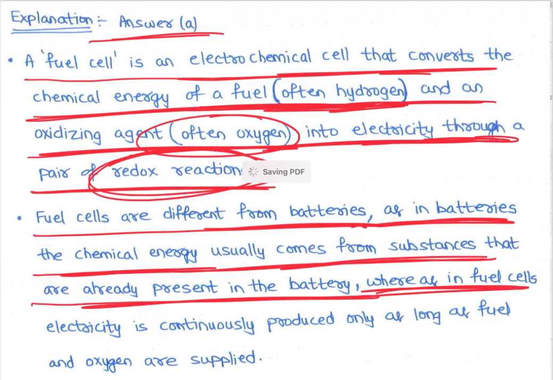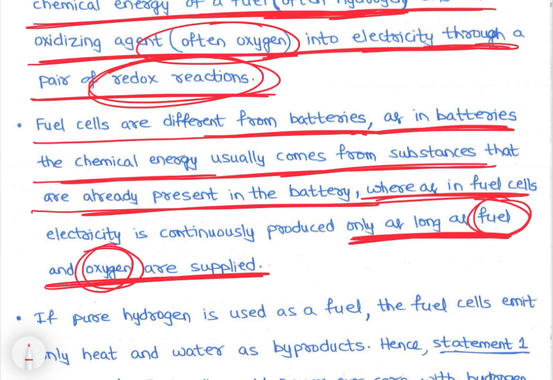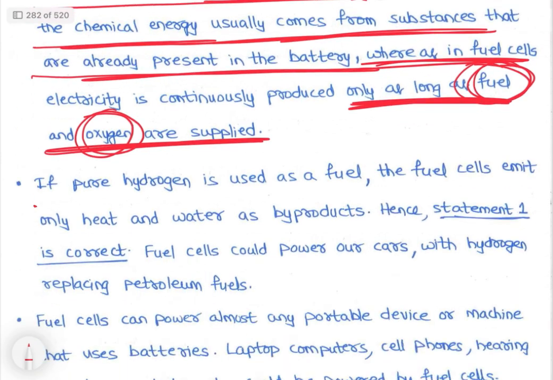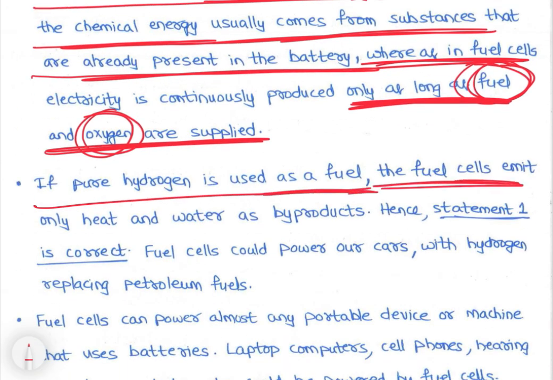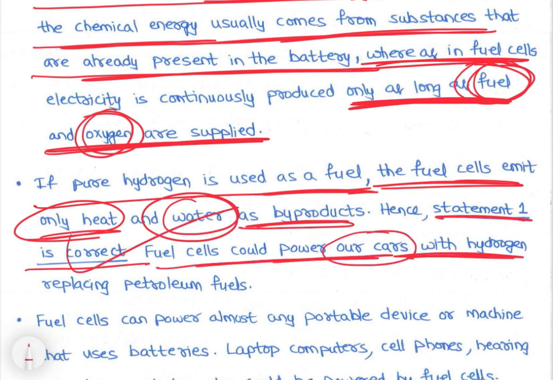is continuously produced only as long as fuel and oxygen are supplied. Only as long as fuel, hydrogen, and oxygen are supplied. जैसे green hydrogen cars में fuel hydrogen green hydrogen होना चाहिए. If pure hydrogen is used as a fuel, fuel cells emit only heat and water as byproduct, hence statement 1 is correct. Fuel cells could power our cars with hydrogen replacing petroleum fuels.